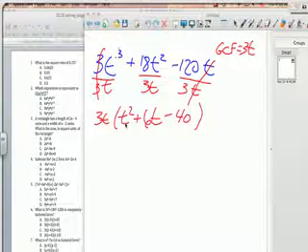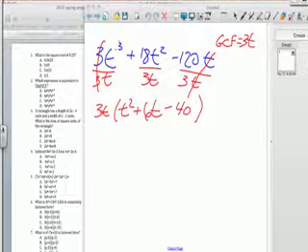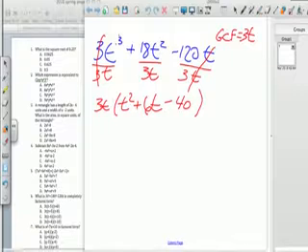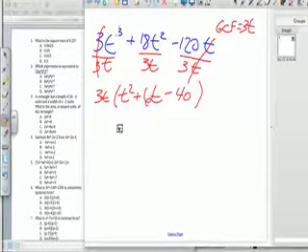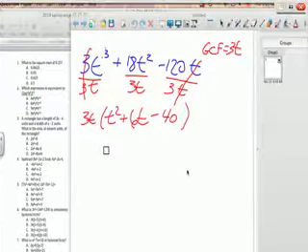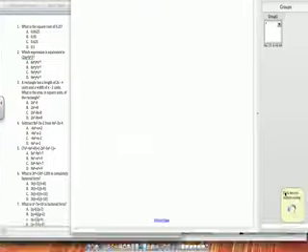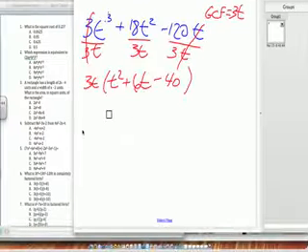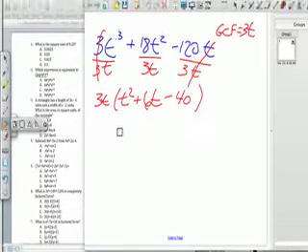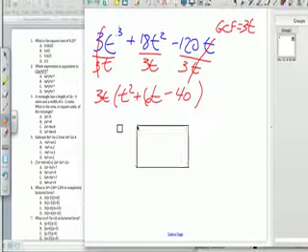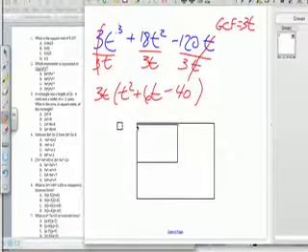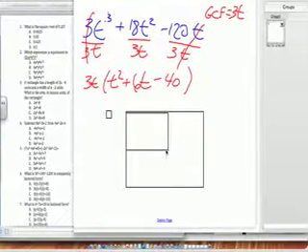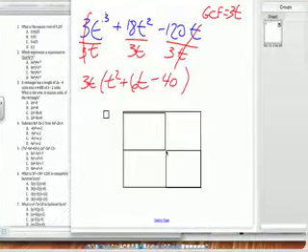Now, that's the first step. I found the greatest common factor. Next step, I'd better make a factor box, I think. Let's make that factor box again. There we go, that's better.